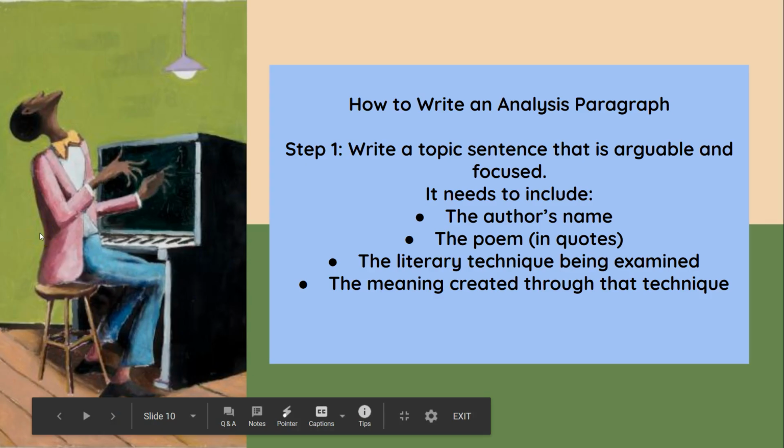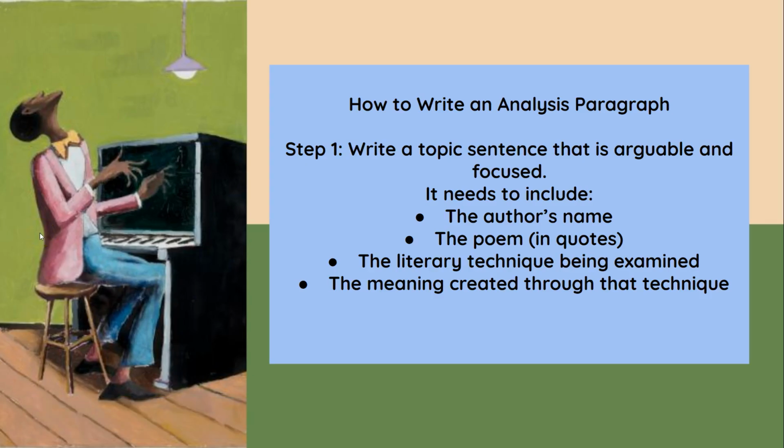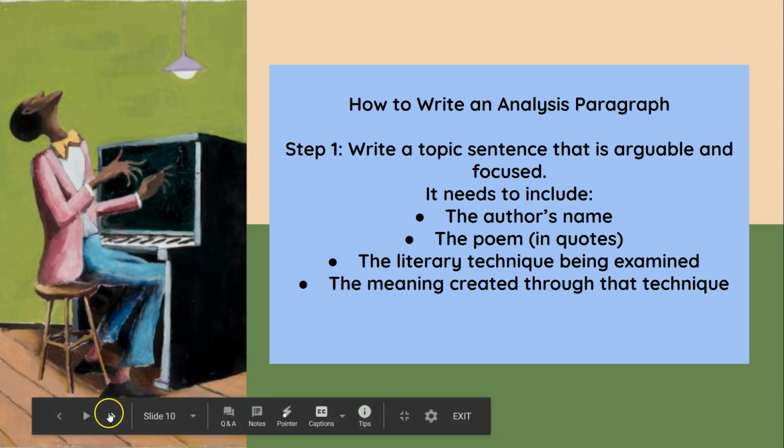So now we're going to take all of the reading that we just did, and we're going to write an analysis paragraph. And our first step is to write a topic sentence that is arguable and focused. And when we write our topic sentence, we need to include the author's name, the poem, which should be in quotation marks, the literary technique that we're examining, and the meaning created through that technique.